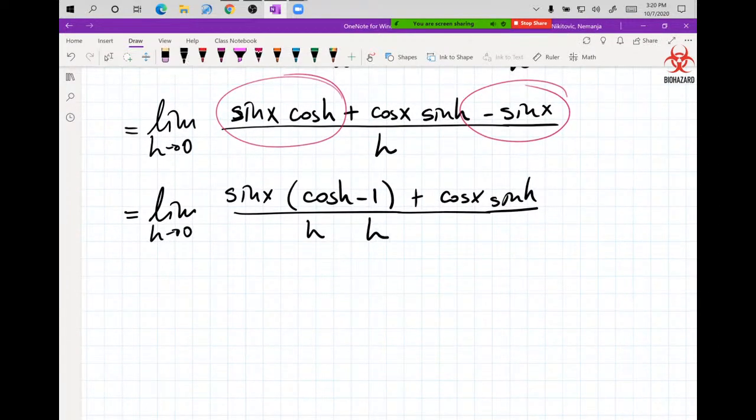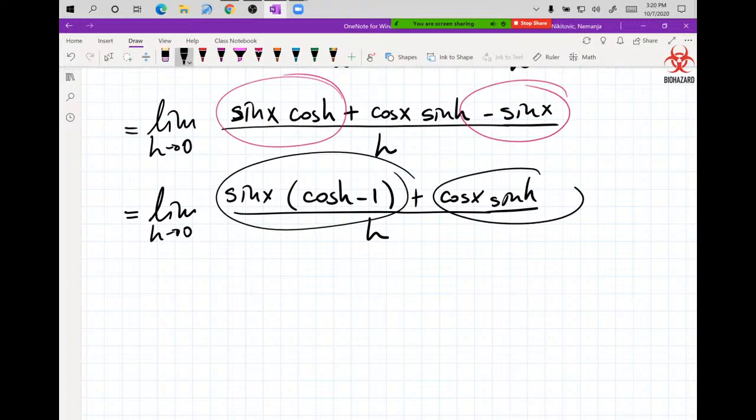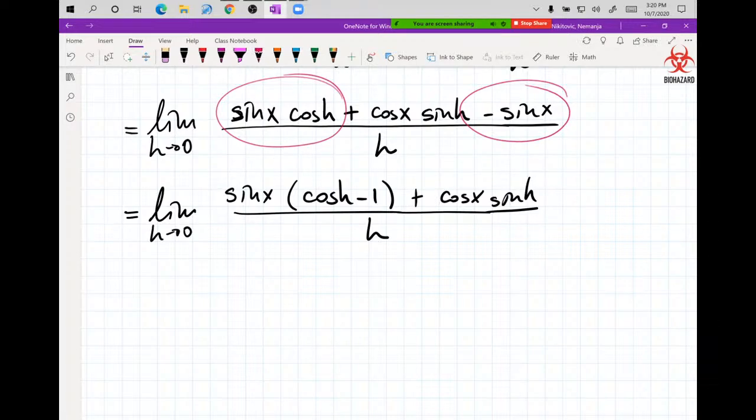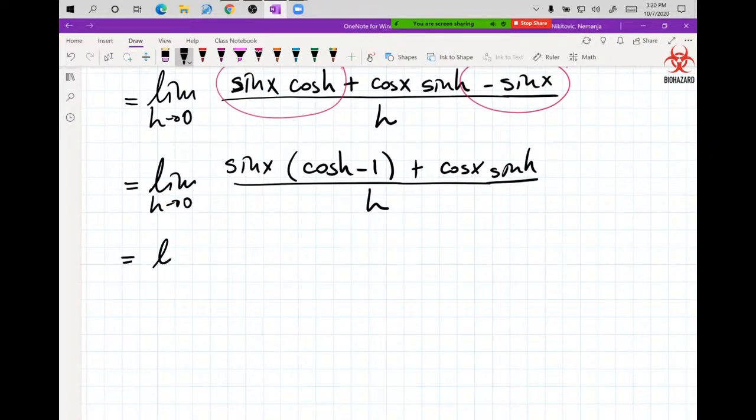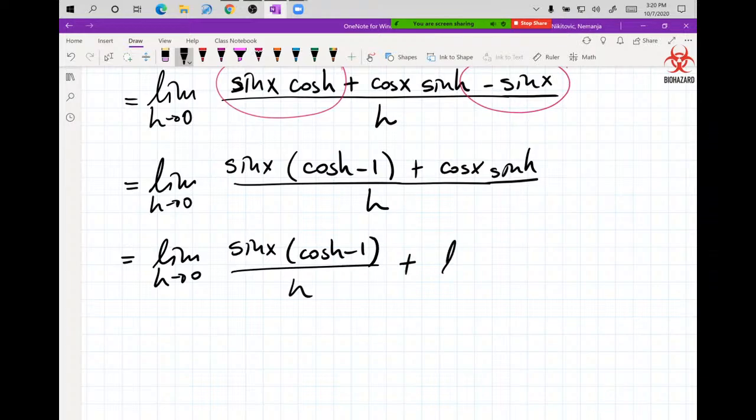Now, what you see over here is that you have a fraction that has two terms. And we know from the rules of limits from chapter 2 that we can write this as two separate limits. So limit h goes to 0 of sine x cosine h minus 1 over h, plus another limit, right, that was the rule, of cosine x sine h over h. So we are able to split the limits. If we have separate terms, we can give a limit to each one of the terms.